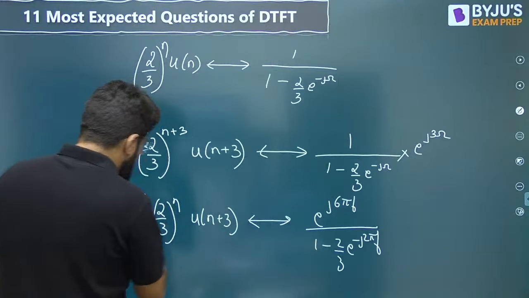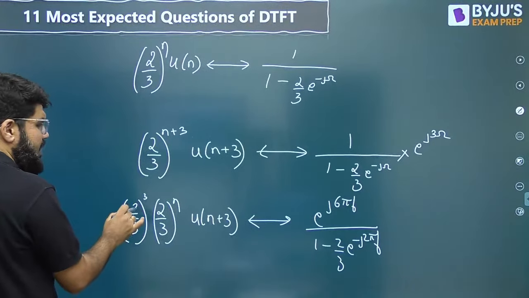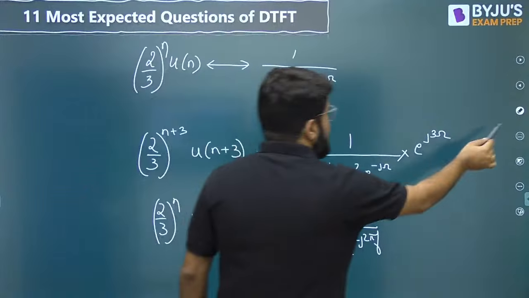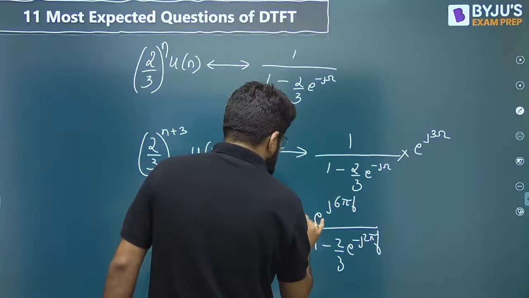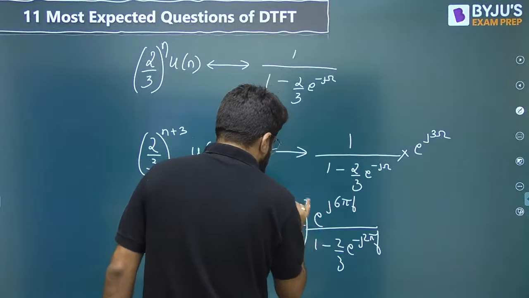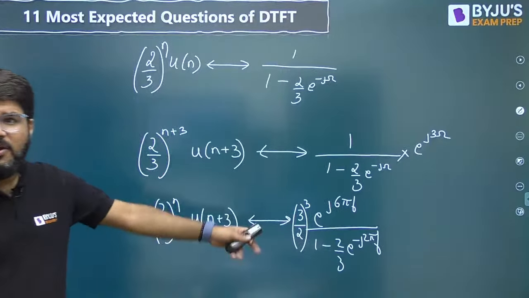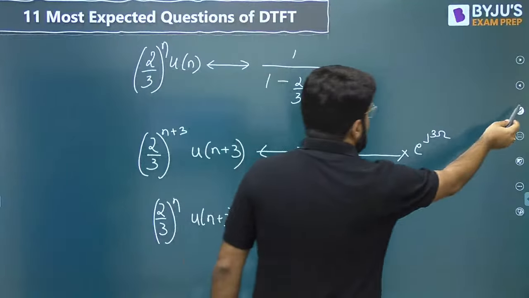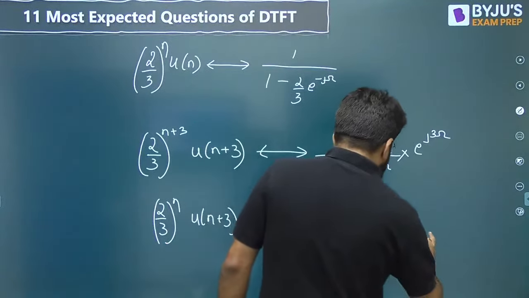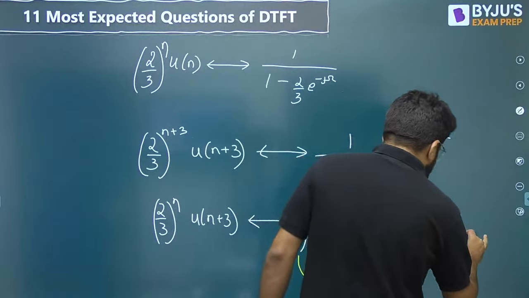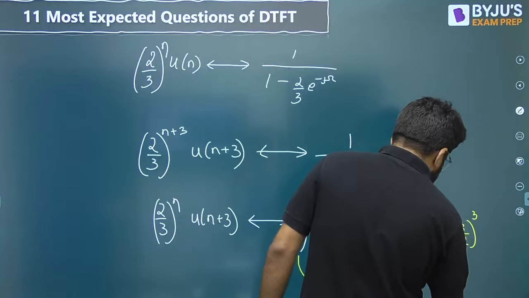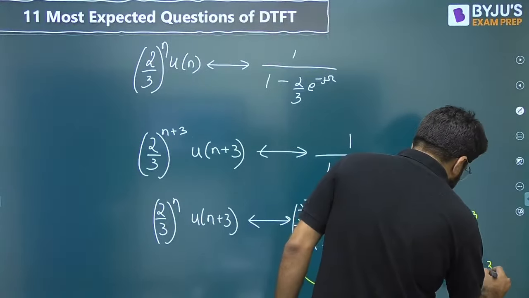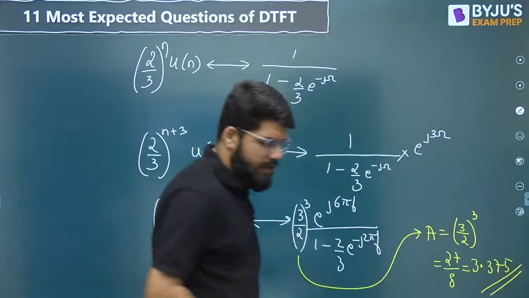Now we are very close to getting the value of A. (2/3)^3 is a constant. Send it to the right hand side directly. When you send it to the right hand side, it will become 3 by 2. So you have (3/2) raised to the power 3. This is the value of A, as everything else is given in the question: A e^(j6πf) upon 1 minus (2/3) e^(-j2πf). So this extra factor is the value of A, that is (3/2) whole cube. Numerical answer type question. 3 cube is 27, divided by 8, that is 3.375. The answer should be 3.375.